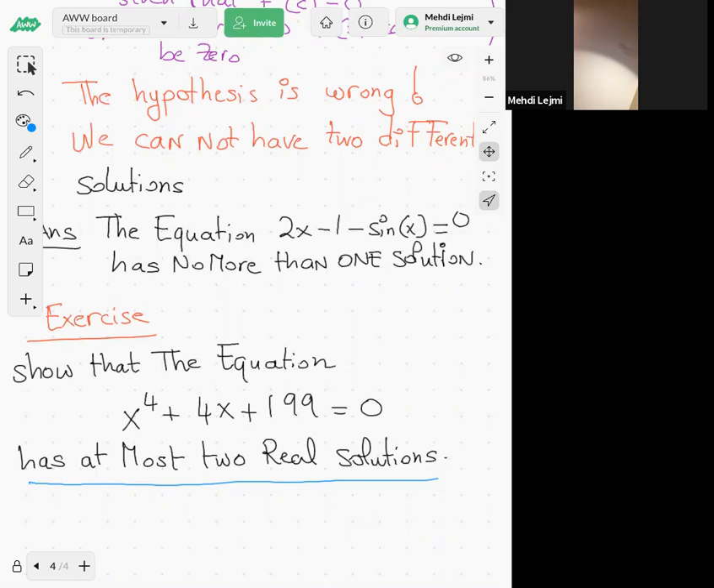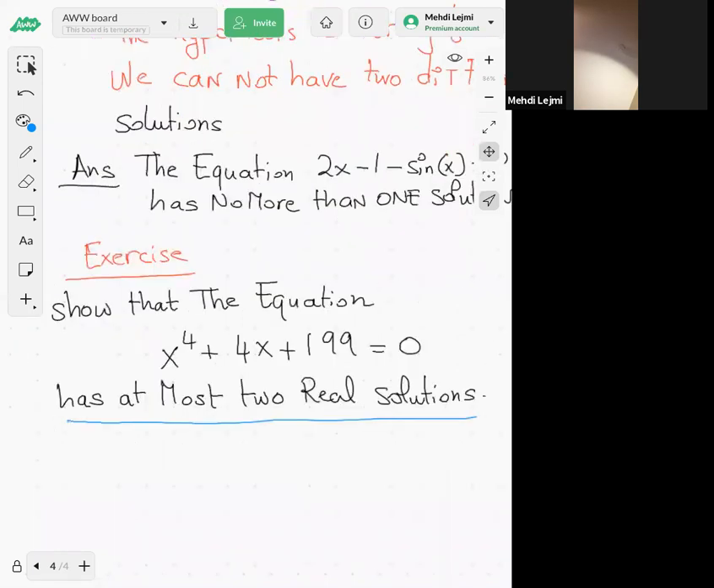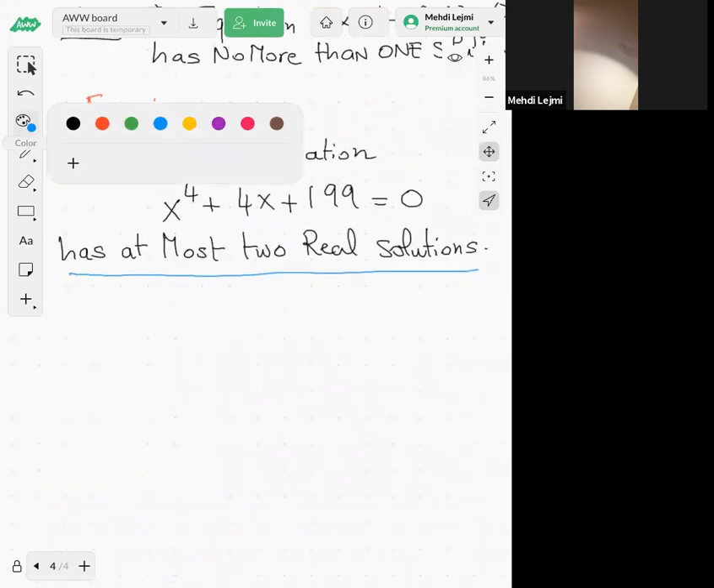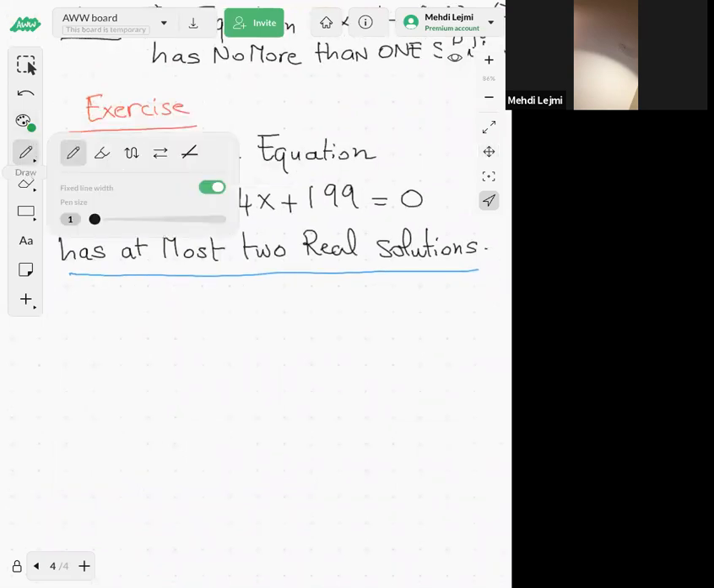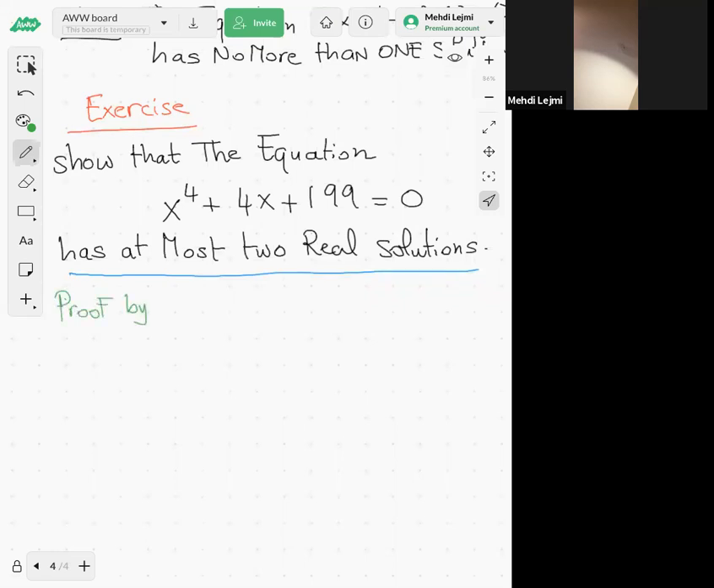Okay, so the contradiction of course means that my hypothesis is wrong. And if my hypothesis is wrong, then it means that the converse would be true. I suppose that I have three different solutions, and if that's wrong, then it means that I have no more than two solutions, right? So we're gonna use a proof by contradiction.